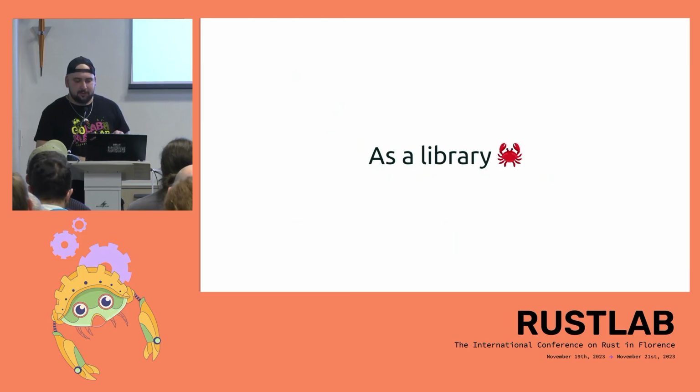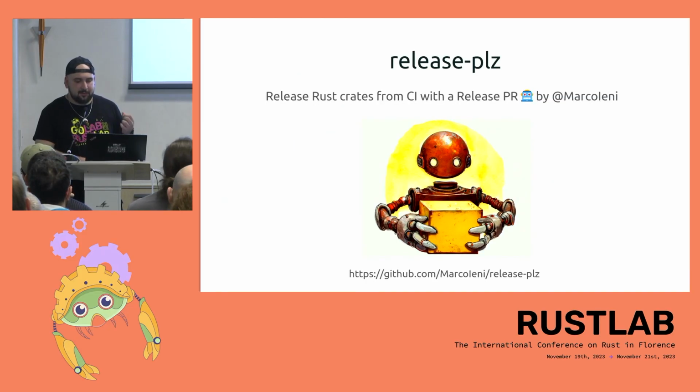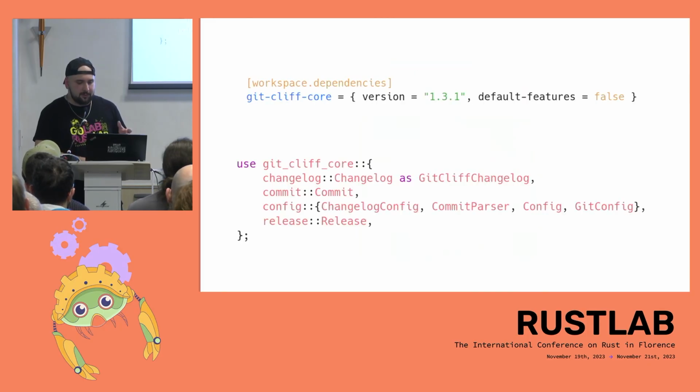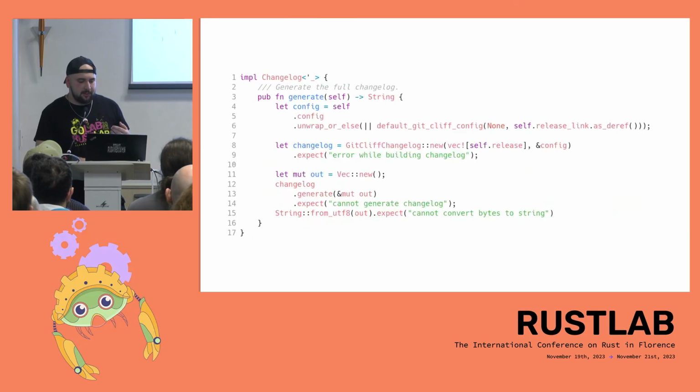There's another use case which is using it as a library. Release Please is one of the good examples of that. It's a PR-based release tool made by Marco, and it uses the Git-Cliff core library, which is what Git-Cliff depends on. To use it, basically, you add this to your Cargo.toml, you import some things, and then you simply call the generate and changelog functions and objects in your Rust code, and based on the commits that you give, it gives you the changelog.